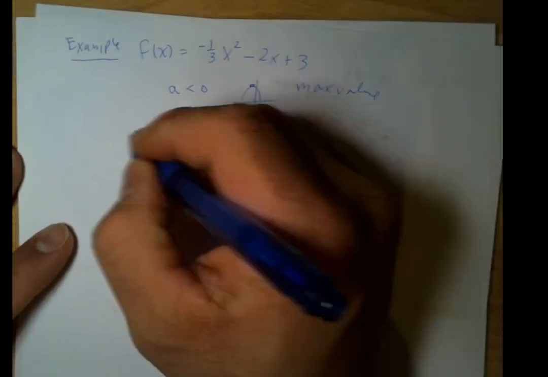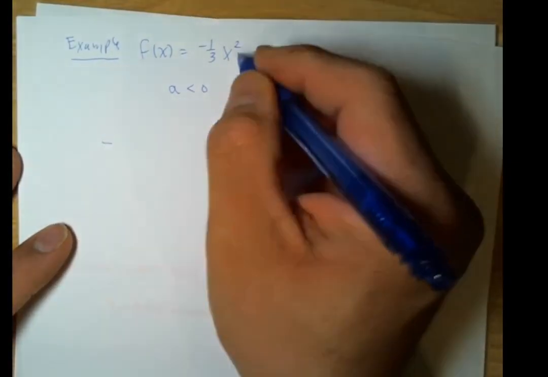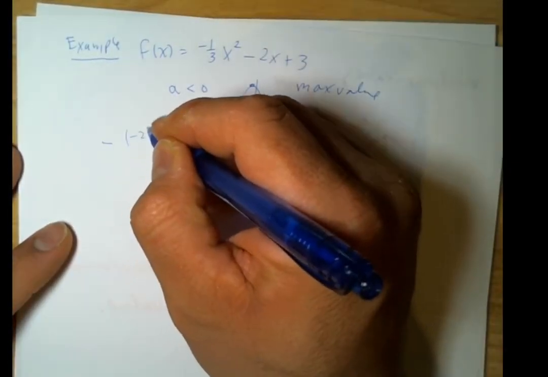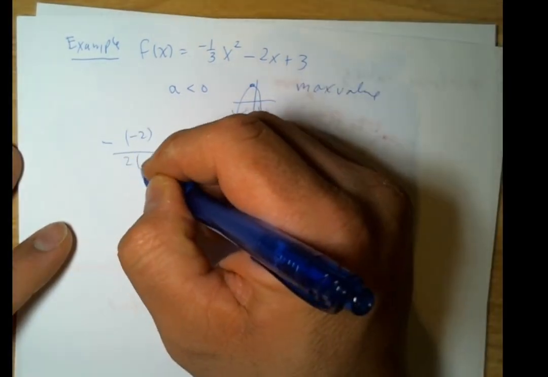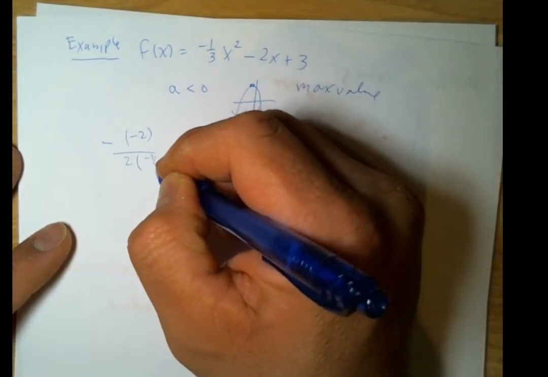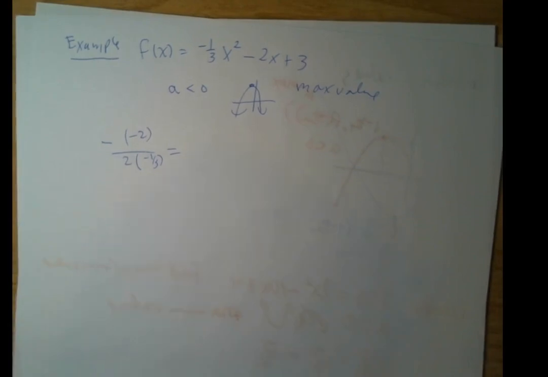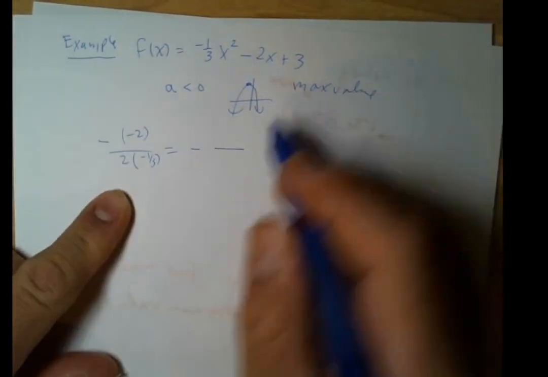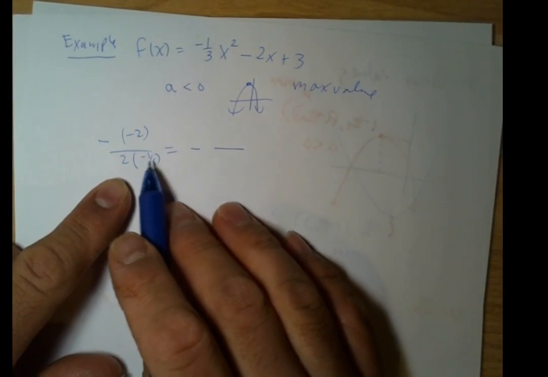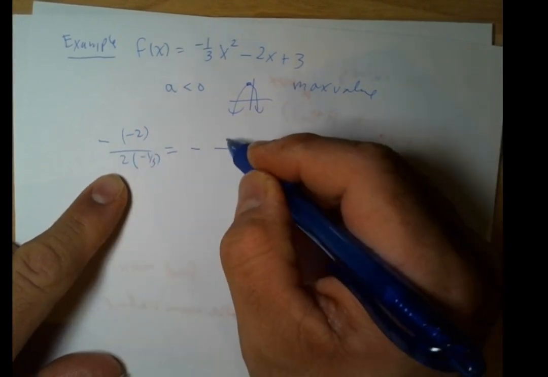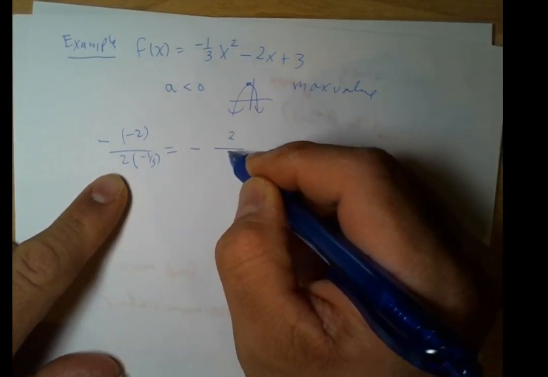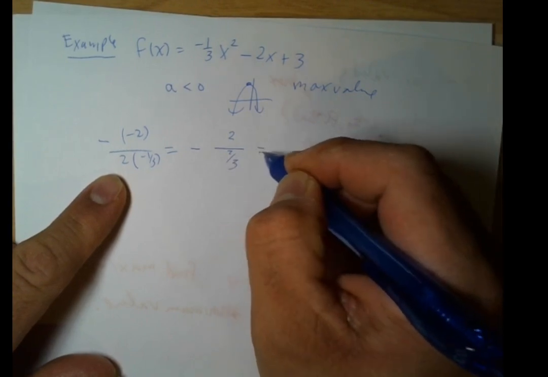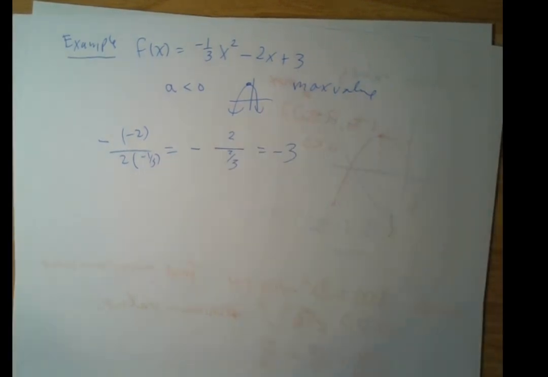Okay, so we'll start with negative b, so negative 2 all over 2 times a. All right, so here the magnitude of it, and here we get 2 over 2/3, you get negative 3. All right.